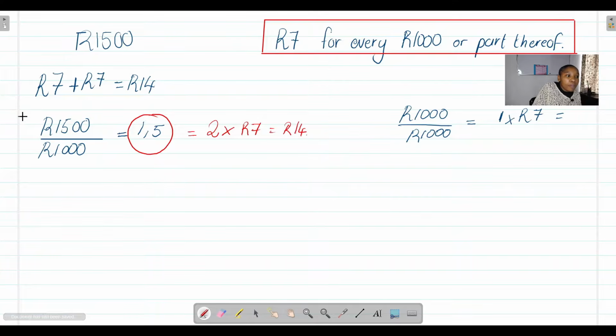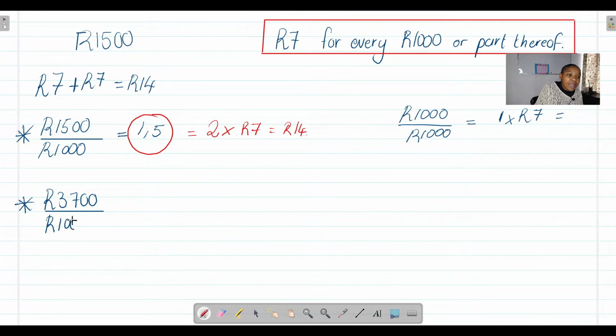Let me give another example so that I can be happy that I've explained it well. Same thing: if you decide that you're going to withdraw 3,700, to determine how much you'll pay to Bank A, you take that 3,700 and divide it by 1,000 to determine how many 1,000s we have in that amount. If you divide it by 1,000, you'll find that you've got 3.7 thousands in that 3,700. Cool.